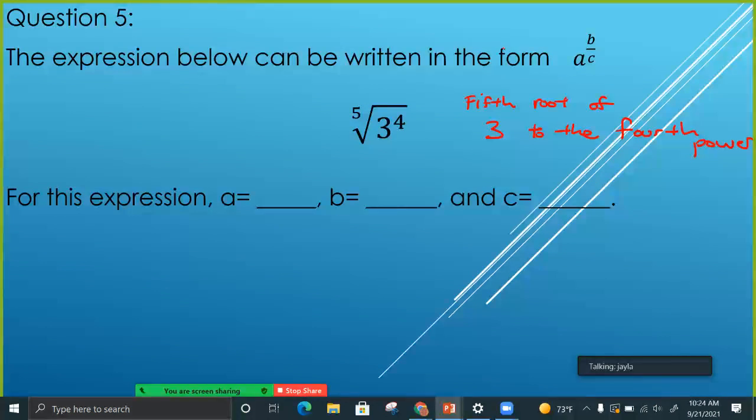Is the 3 the A? Good. And then it's the 4? Is the outside the denominator? The outside is the denominator. Perfect. Yeah, 4/5. Jayla, thank you. High five. B is our 4 and C is our 5.